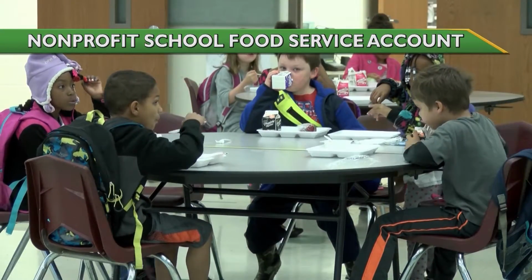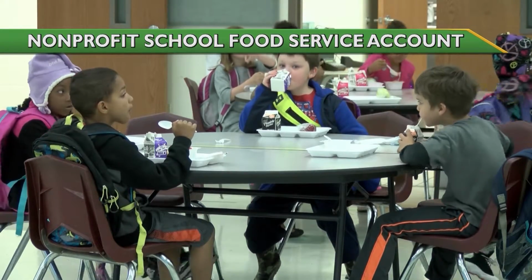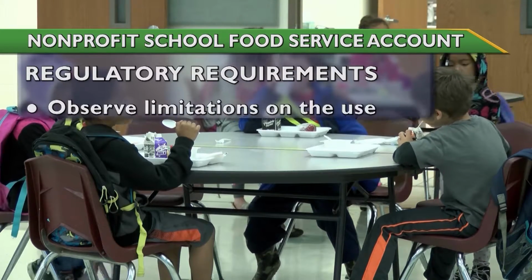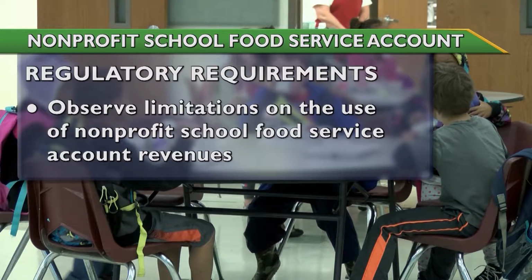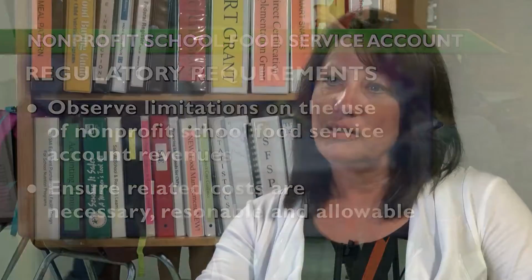Maintenance of the nonprofit school food service account. The LEA must maintain and use its nonprofit school food service account according to regulatory requirements. These include observing the limitation on the use of the nonprofit school food service account revenues and ensuring related costs are necessary, reasonable, and allowable. When an LEA is being reviewed for a comprehensive resource management, we will look at the nonprofit food service and be sure that all the expenses that were charged to the food service account were actually allowable expenses by USDA's terms.